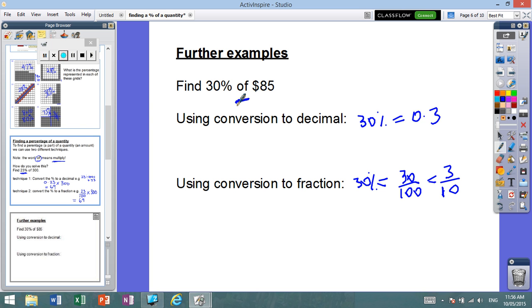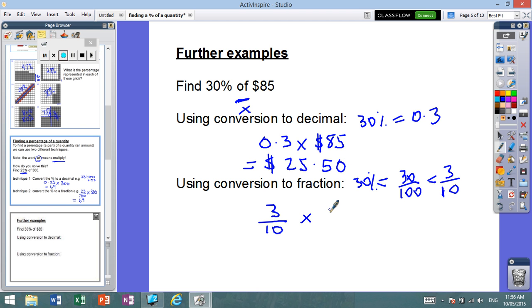Okay, so we've got now what we can work with. Okay, we've got our of, so we know we need to multiply. So we've got 0.3 times $85. Okay, and that gives us $25.50 when you put it into your calculator. So that's why it's important to have your calculator with you. We do the same here, put it into your fractions key, okay, times it by 85, okay, and it gives you exactly the same answer.